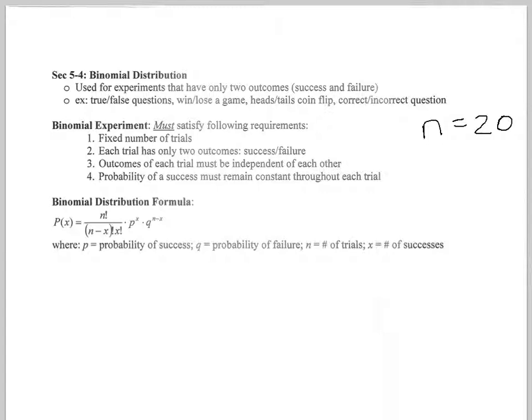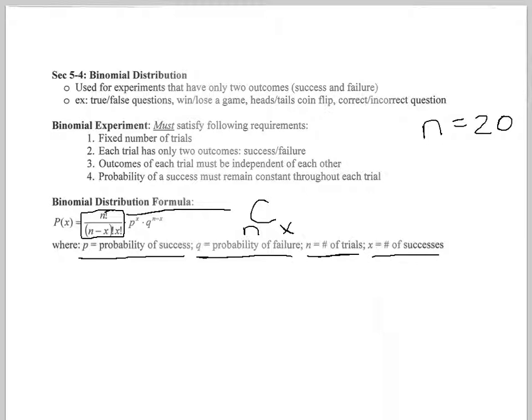So let's look down here at our formula. If you look at this very beginning piece right here, that's just a combination. The P stands for the probability of success, the Q is the probability of failure, N is the number of trials, or questions in our case, and X represents the number of successes you would expect.